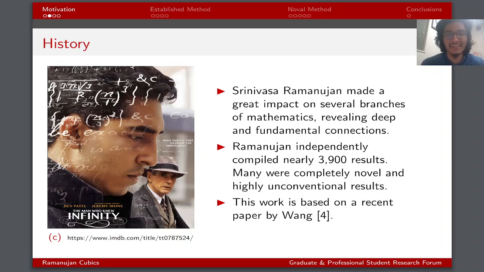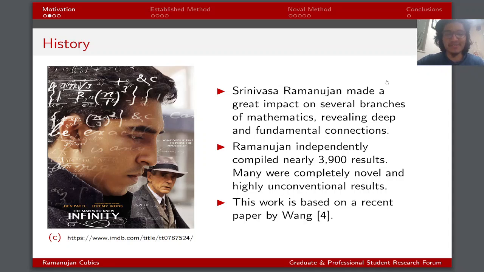by this guy, Srinivasa Ramanujan, who is really a mathematical rock star. Okay, he's one of the most famous mathematicians in all of history, and that's because he made a great impact on several branches. Okay, so he didn't just stick to one field; he really connected some fields together, and he has nearly 3,900 results. All right, which is a lot for anyone.